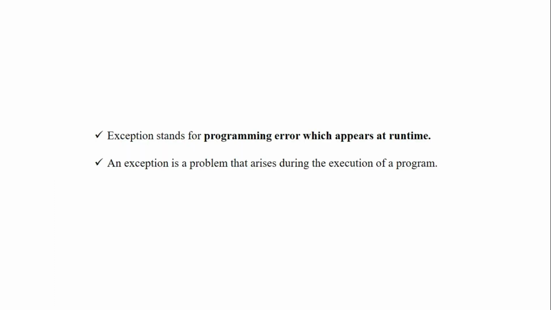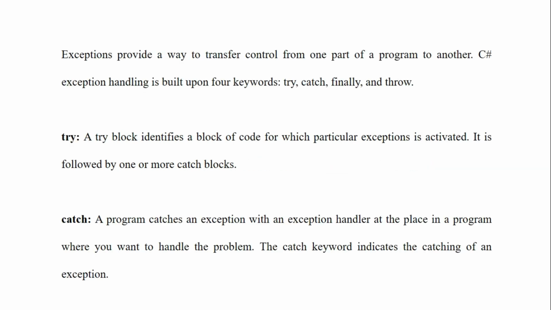So exception stands for programming errors which appear at runtime. Means the errors which occur at runtime, these types of errors are called exceptions. An exception is a problem that arises during the execution of a program. Exceptions provide a way to transfer control from one part of a program to another. C# exception handling is built upon four keywords: try, catch, finally, and throw. So exception handling is built upon these four keywords.